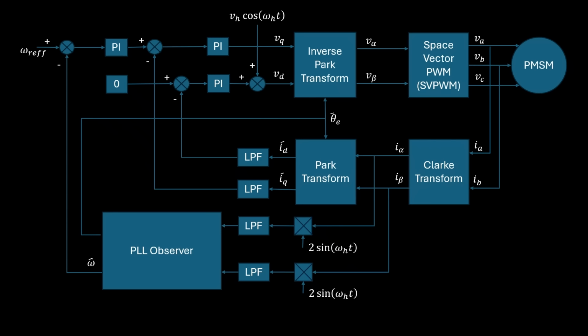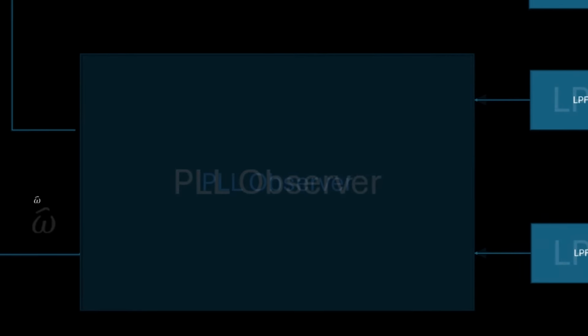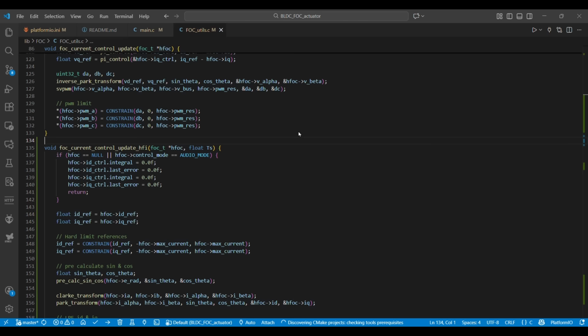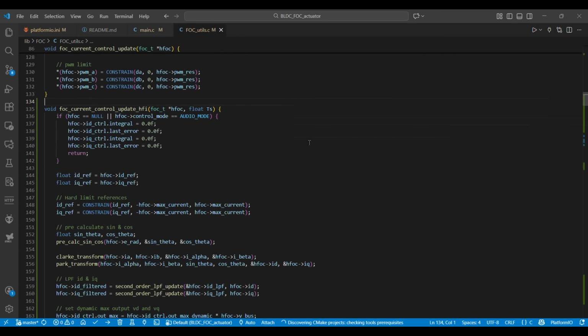The position error values from the I alpha L and I beta L signals then enter the PLL. The PI controller in this PLL will correct the position error and produce an estimated rotor speed output. Then, with an integrator, this estimated rotor speed will be converted into an estimated rotor position value, the important value we need to use in the FOC algorithm. Okay, let's jump straight into the implementation.